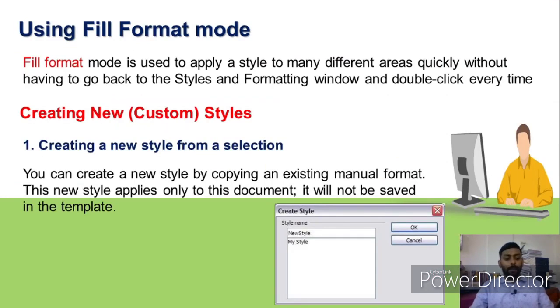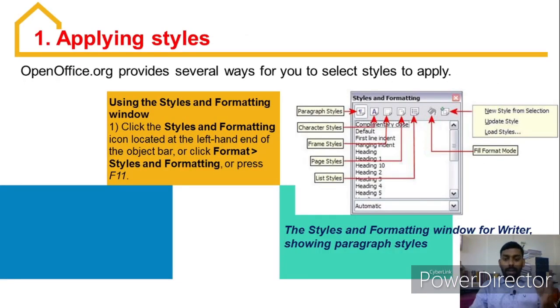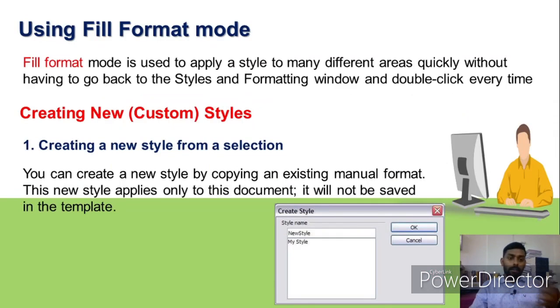Using fill format mode. Fill format mode is a mode used to apply a style to many different areas quickly, without having to go back to the Styles and Formatting window and double-click every time. In the previous session we just went to Styles and Formatting, selected the text and applied it. But fill format is another option. While using the Styles and Formatting window, you have to select and double-click every time.